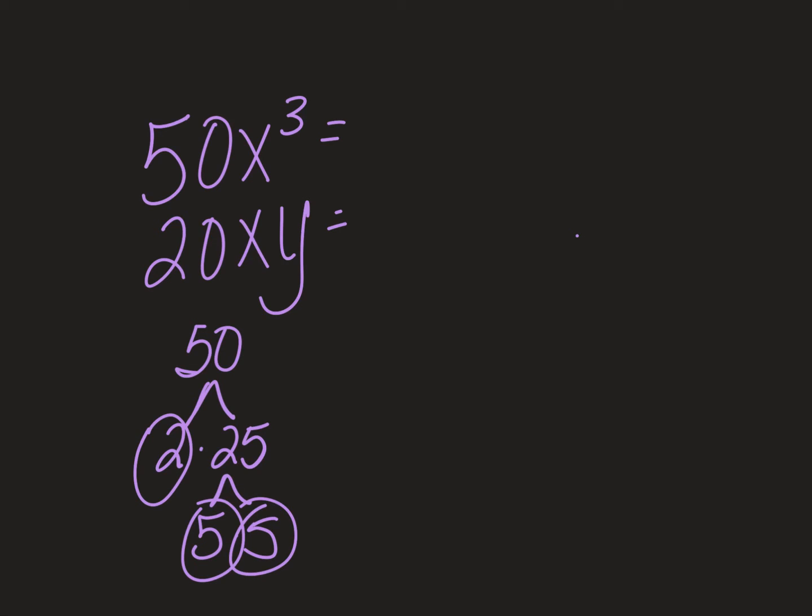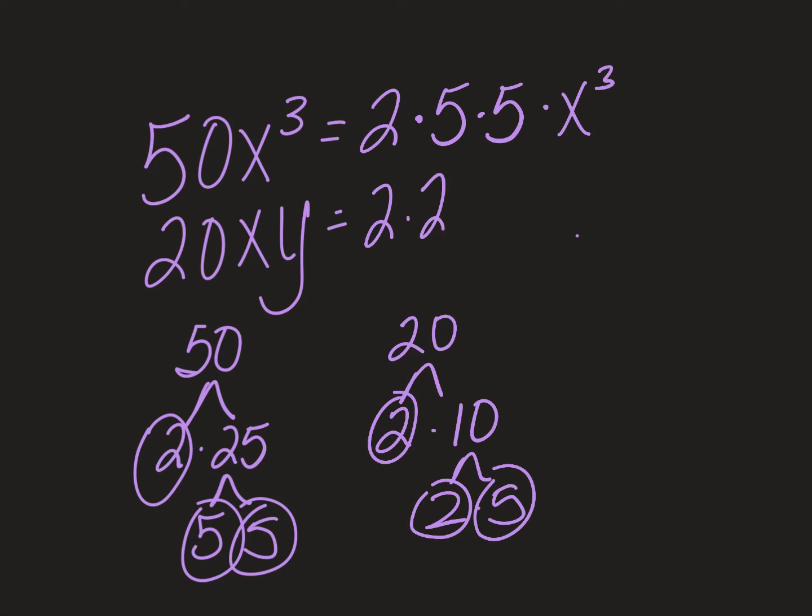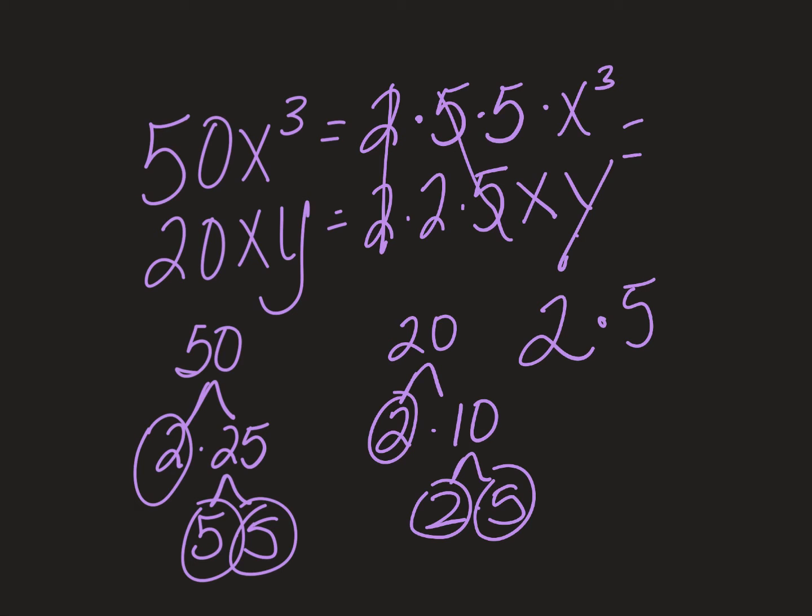So my prime factors for 50 are 2 times 5 times 5 times x to the third, or you could write xxx. Now let's find the prime factors of the number 20, which I'm going to start with 2 and 10, and it doesn't matter what you start with here, you're going to get the same prime factors. So 2 times 5. My prime factors are 2 times 2 times 5, x and y. So I have a set of 2's in common, and I have one set of 5's in common. So I'm going to multiply those, and I'm going to get 10. I have one x in common, no y's, and there's my answer, okay?